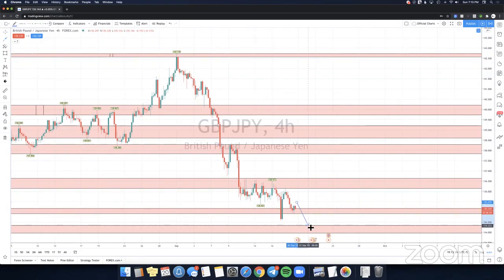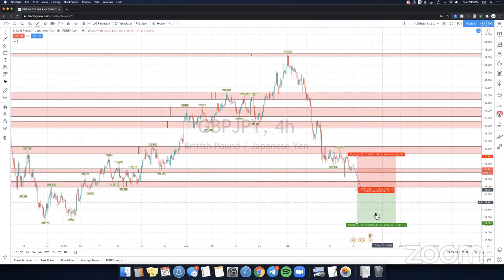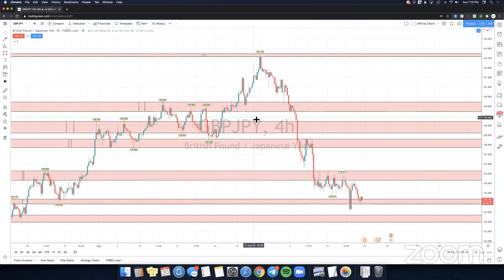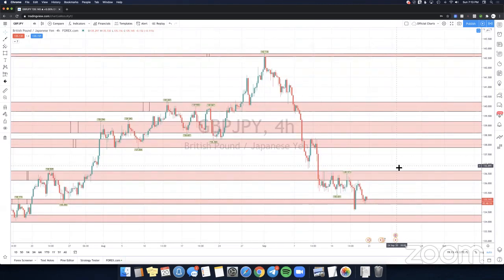I would wait for it to break below before taking a sell, or even below this zone right here. And then you can probably take a sell way down here and write that down for a pretty big move. But like I said, with the Fed coming up and the Japanese yen being a safe haven currency, we'll have to see how this plays out, because the Fed news tomorrow could affect it pretty heavily.